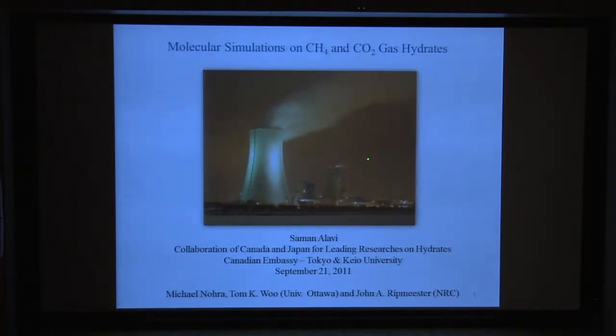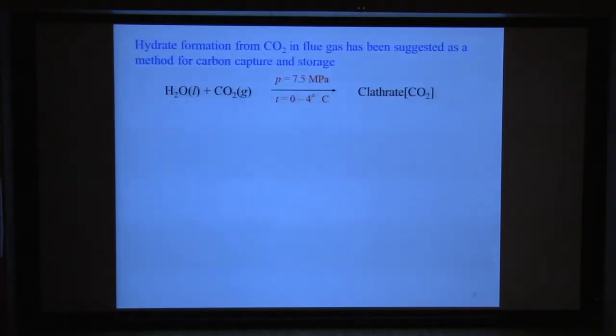I'll be mostly talking about CO2 gas hydrates, and methane will be part of the discussion as well. We know that we can make hydrate with CO2, and hydrate formation from CO2 in the flue gas has been suggested as a method for carbon capture and storage. The conditions for the formation of the hydrate are rather extreme. We need 7.5 megapascal at low temperatures, and because of this, the energy demand of this process is quite high and takes up to 75% of the energy produced from combustion of the fuel in a fossil fuel burning plant.